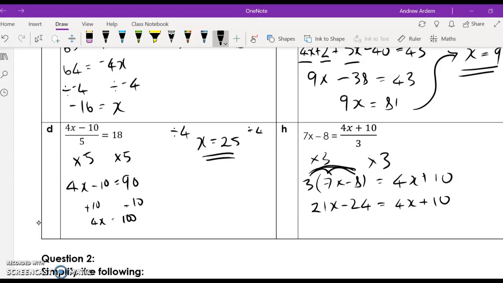Now I've got x's on both sides, so I'll collect those together by taking 4x away from the left and 4x away from the right. That leaves me with 17x minus 24 must equal 10. Add 24 to both sides, and then divide by 17 both sides, and x is 2.